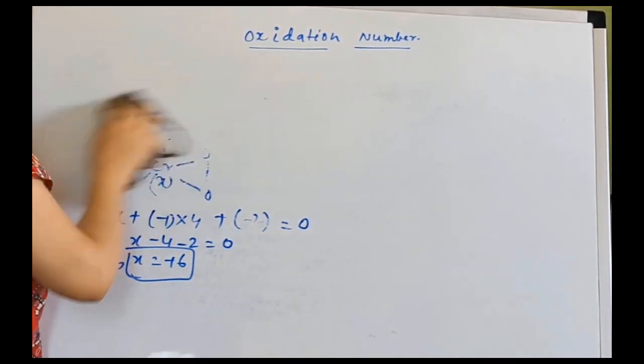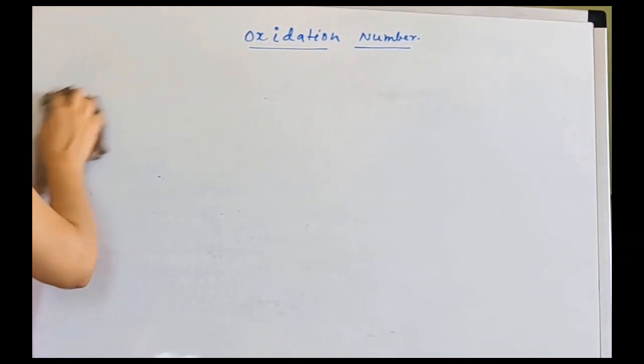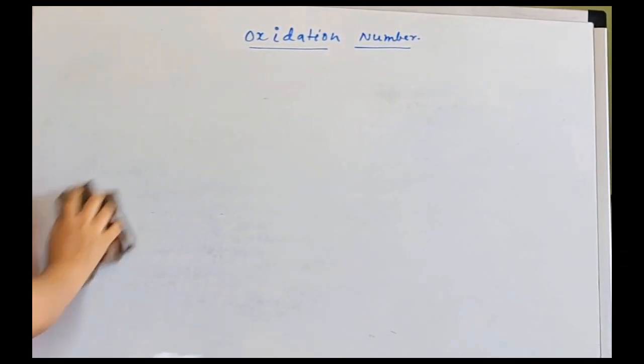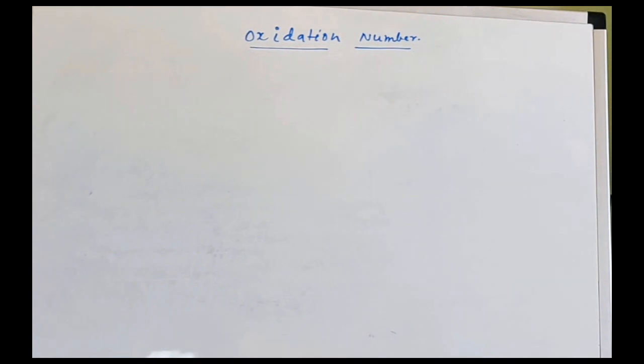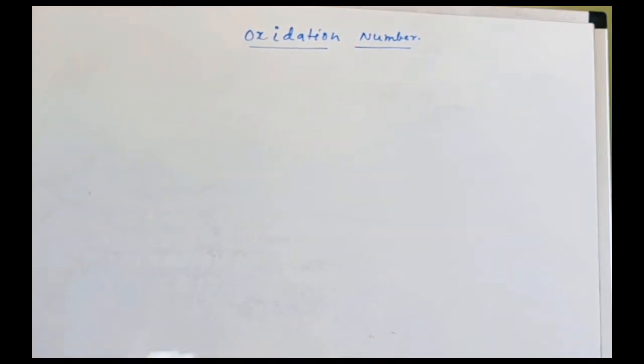At first we have to study the structure of H2SO5. As we said earlier, here there is also a peroxo bond. So we have to judge first how many peroxo bonds exist here. So let's see what the structure of H2SO5 is.